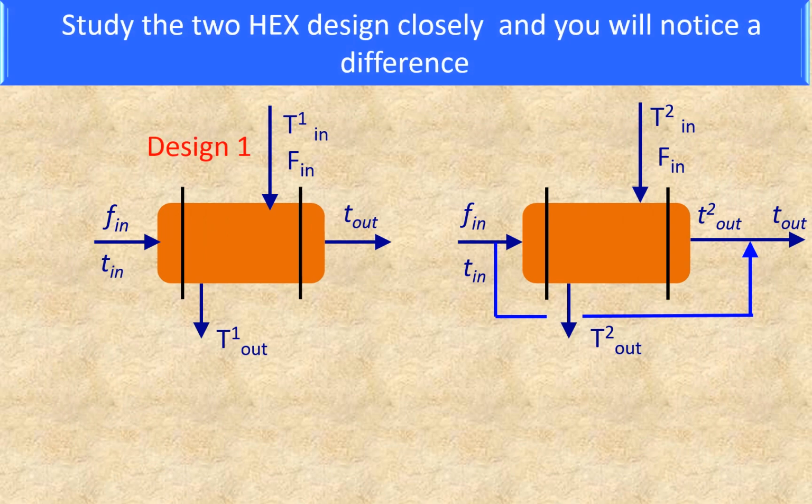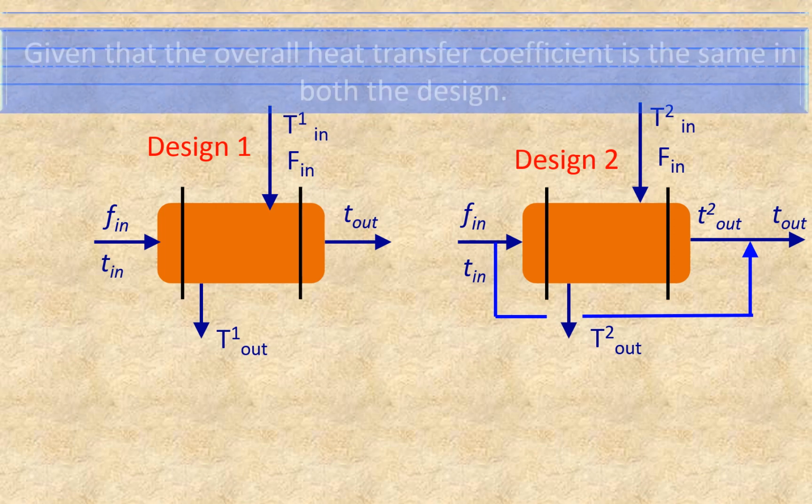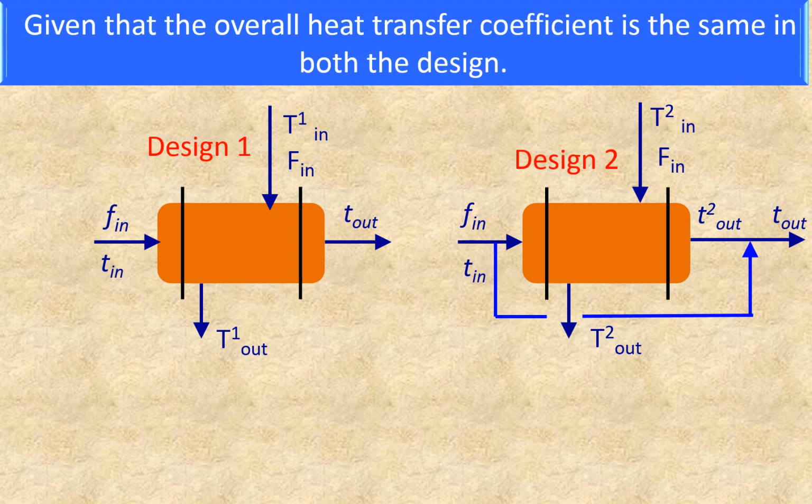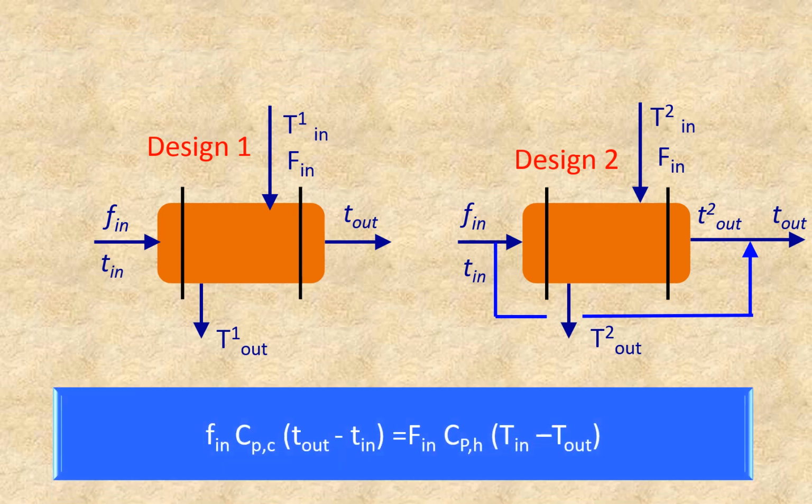Study the two heat exchanger designs closely and you will notice a difference. In the design 2 heat exchanger, some of the cold stream is bypassing the heat exchanger and joining the exit stream. Given that the overall heat transfer coefficient is the same in both the designs, the energy balance equation for any heat exchanger is written as F in CPC times small t out minus small t in equal to F in CPH times capital T in minus capital T out.